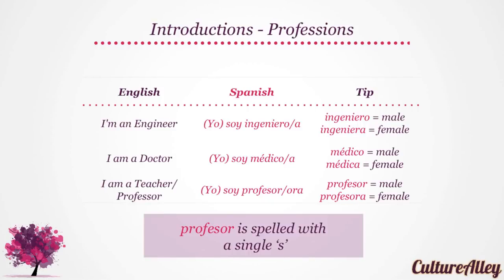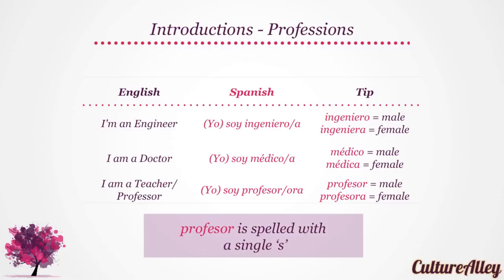Let's look at some other common professions. I am an engineer translates to soy ingeniero for males, and soy ingeniera for females. Try saying ingeniero, please. Ingeniero. Remember, we need not use yo with soy.